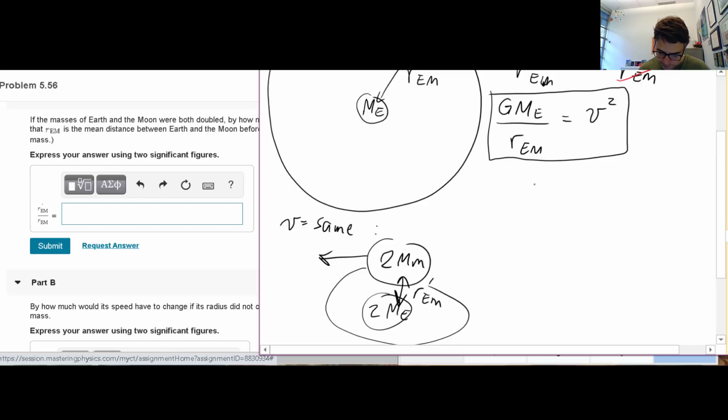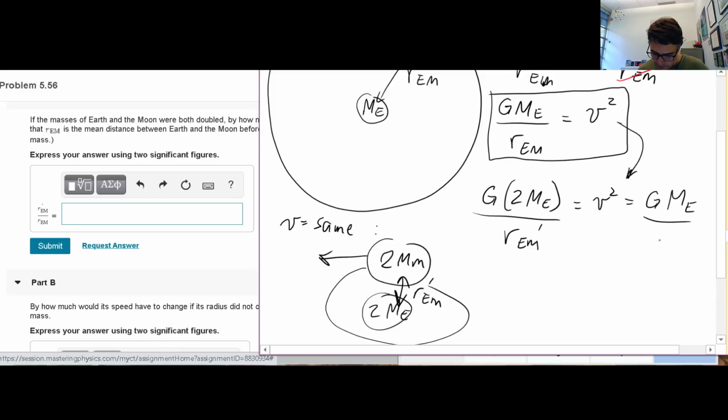REM prime. So what you have is G, which is the same, times 2 times the mass of the Earth divided by REM prime. And that actually equals v squared because v was the same. And so I'm just going to plug that into here. So that's actually equal to G times the mass of the Earth divided by REM, times REM prime divided by REM. And then you divide by G and divide by the mass of the Earth, and you just get 2.